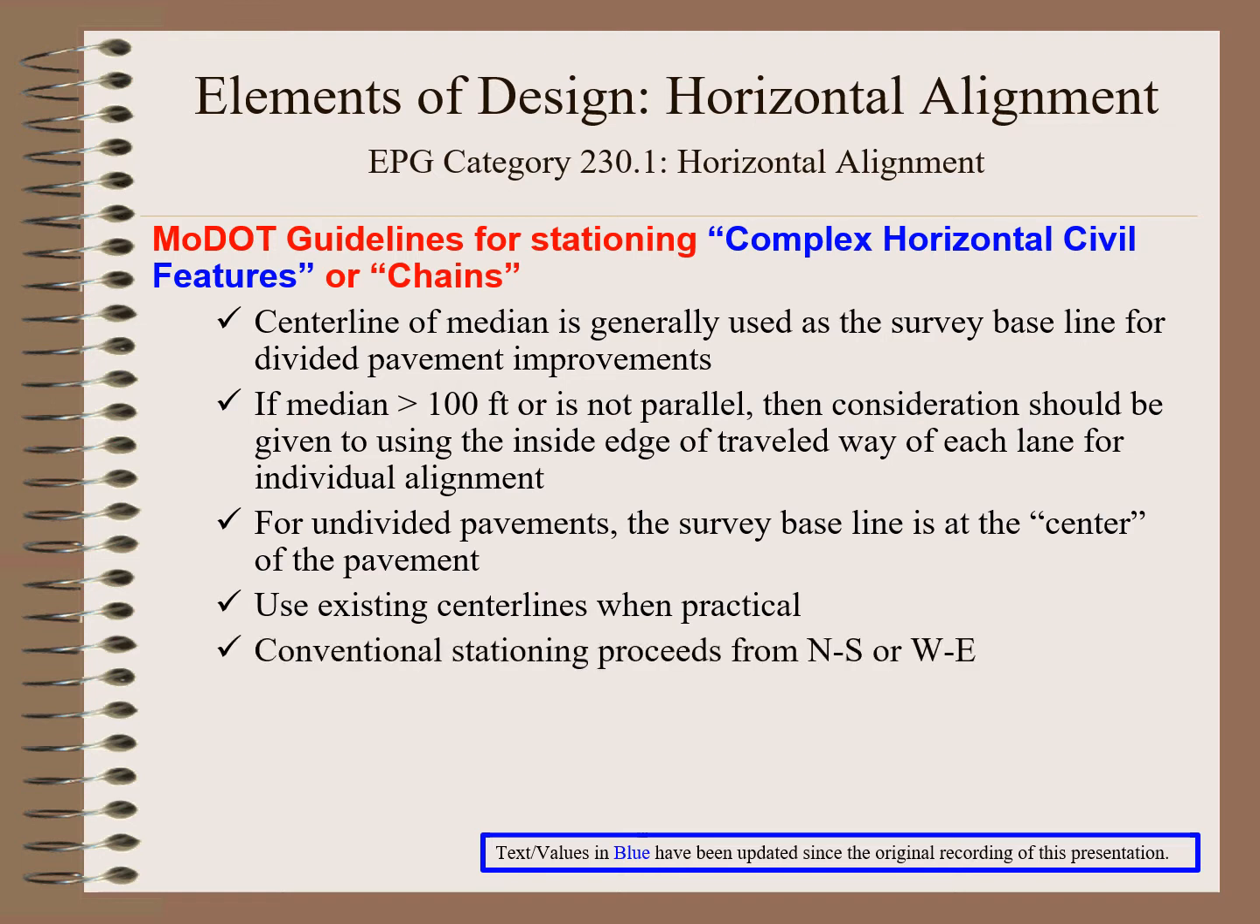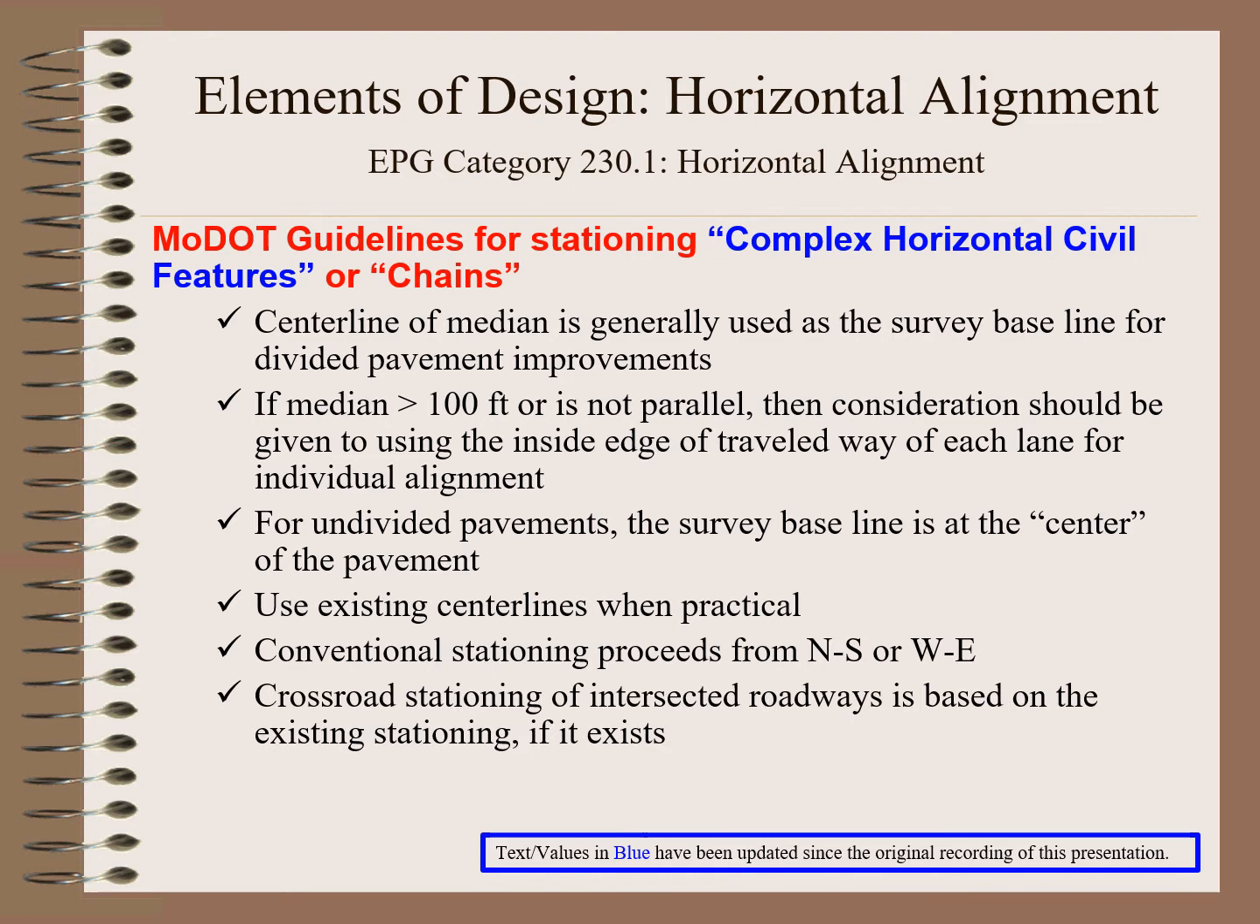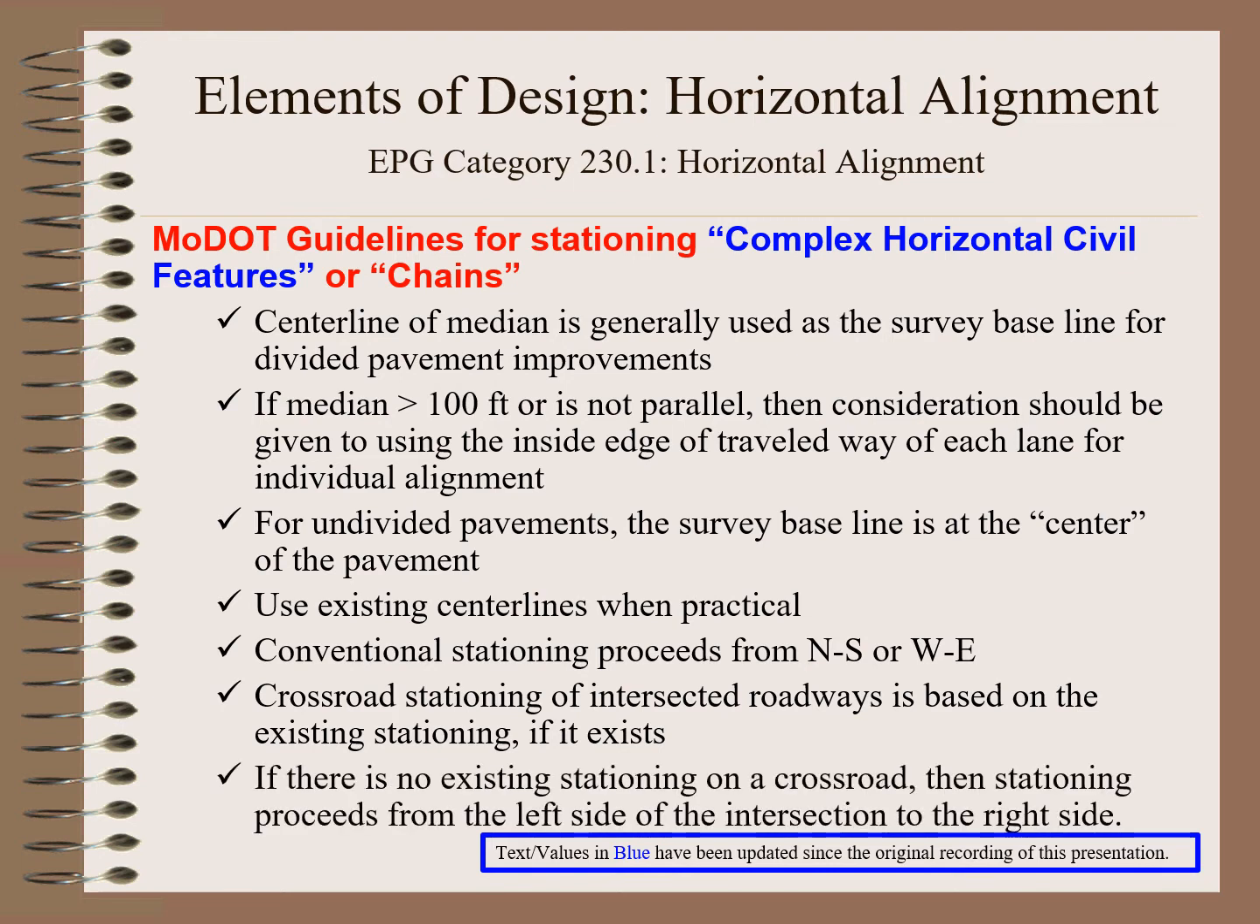The conventional station proceeds from north to south or west to east. Crossroad stationing of intersected roadways is based on the existing stationing if it exists. If there is no existing stationing on a crossroad, then stationing proceeds from left side of the intersection to the right side of the intersection.